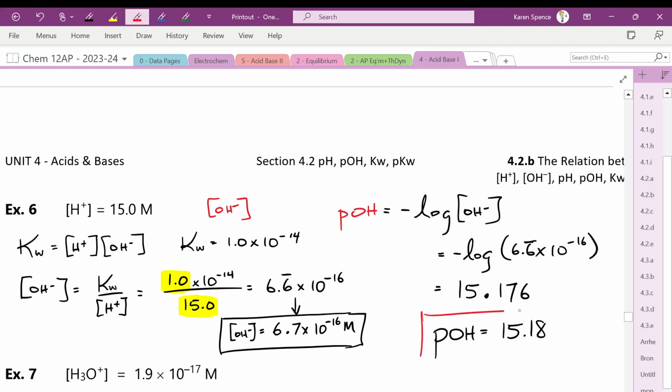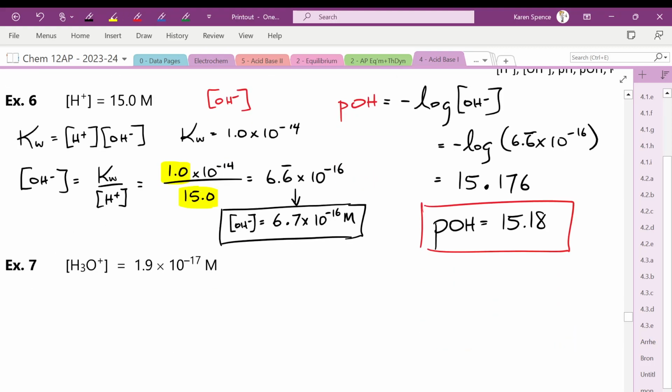Okay, I'm not going to do number 7. You can do number 7 if you want to. It's in the answer key. It'll be the same work though as before.